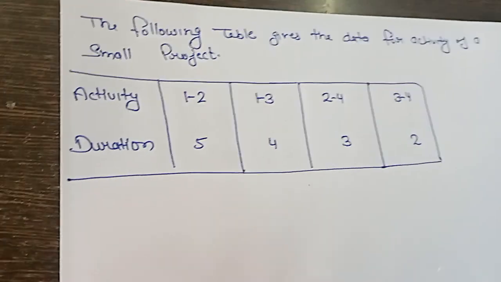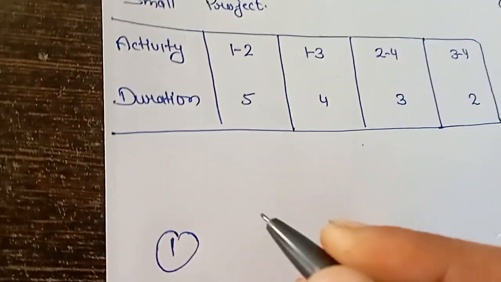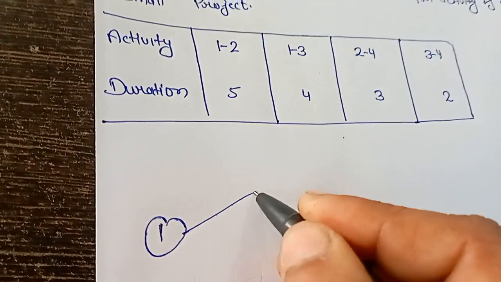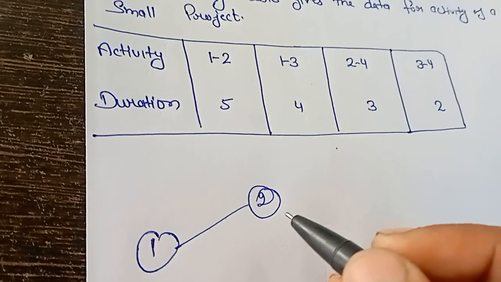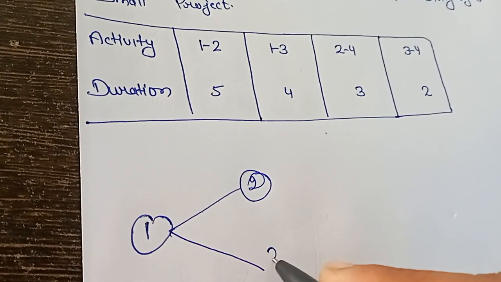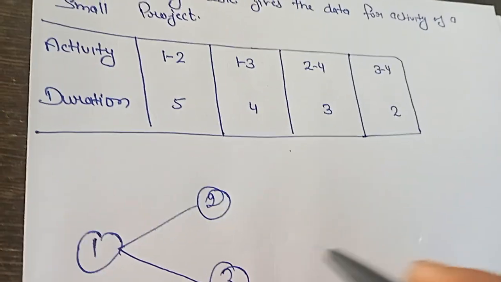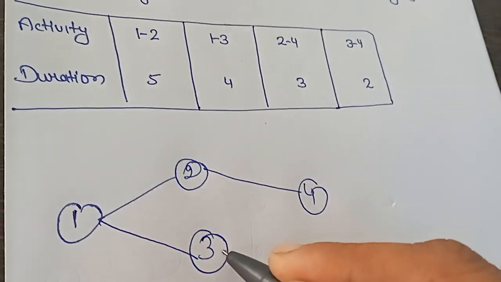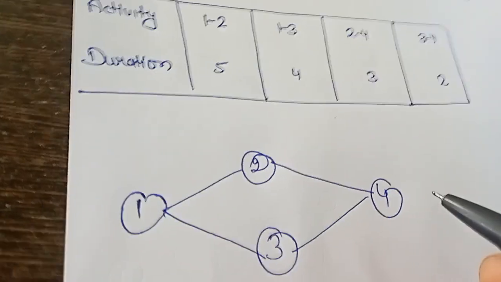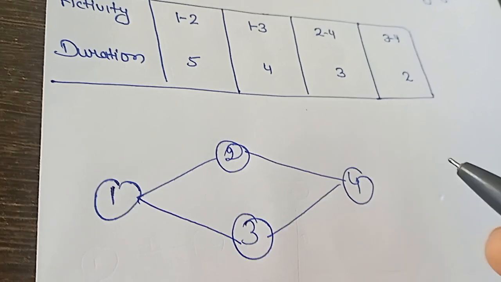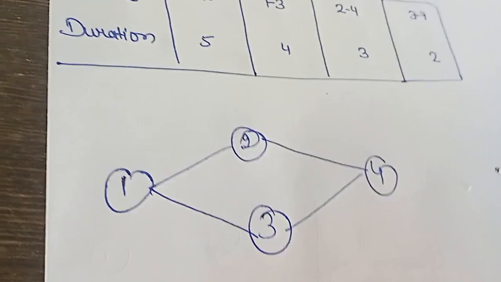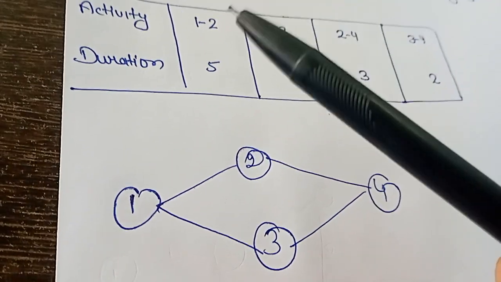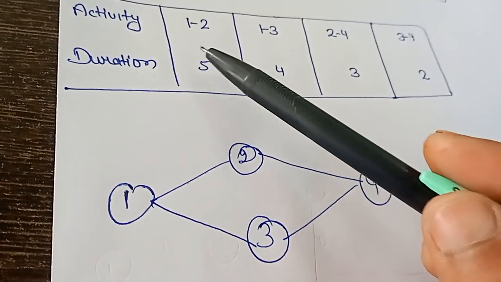The activities first are 1 से 2, 1 से 3, 2 से 4 and 3 से 4. With the help of activity, we draw the network diagram. Now we put the duration and we write the duration from activity first 1 से 2.